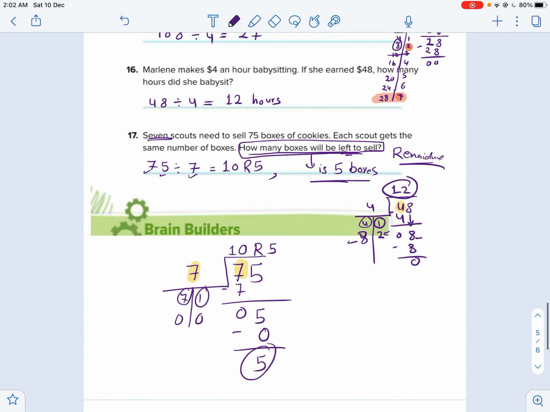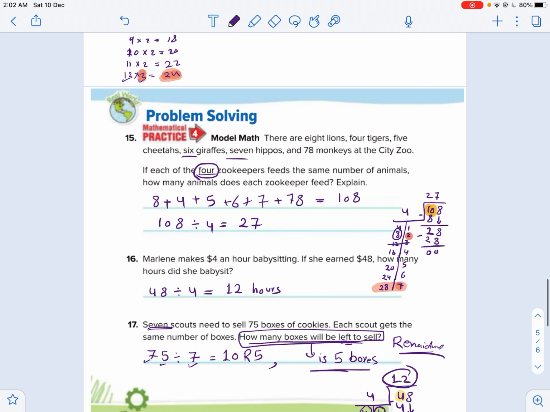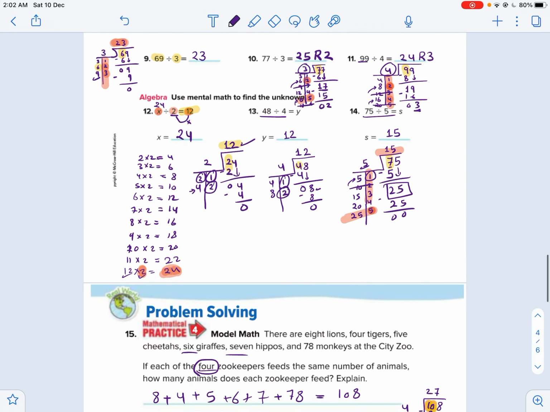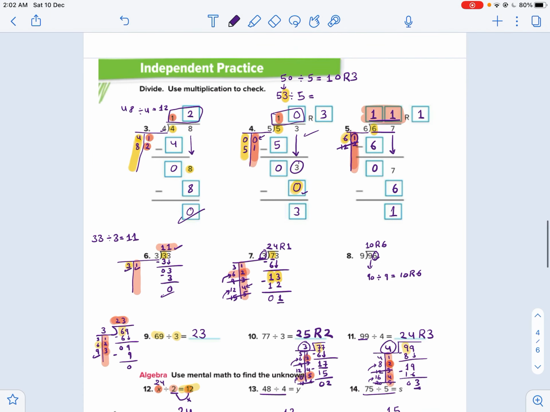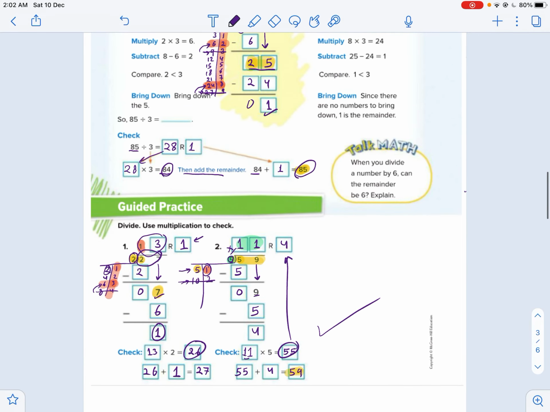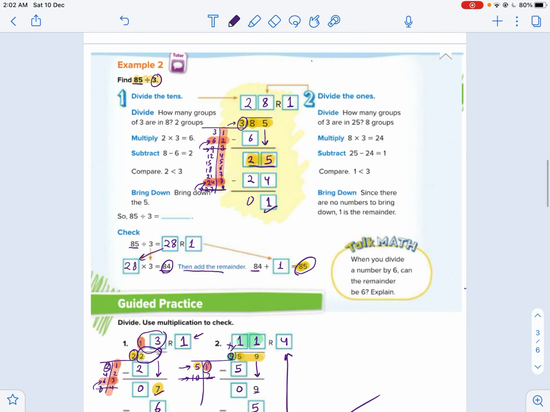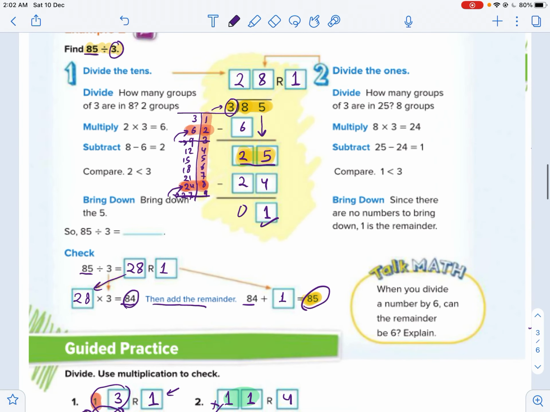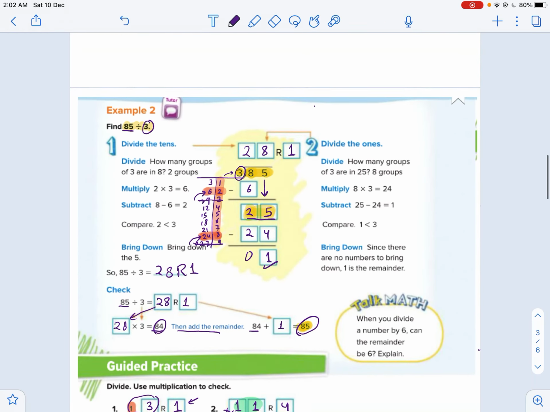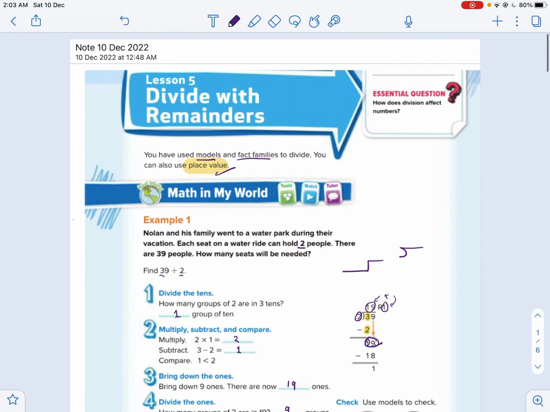So here we are. We finished the lesson. I hope you get it. And trust me, the only way to get this lesson is by practicing. You have to practice a lot. Don't forget to do the homework to practice this lesson a lot. Here we forgot to write that. The answer is 28 and the remainder is 1. So I hope you find this video helpful, and good luck.